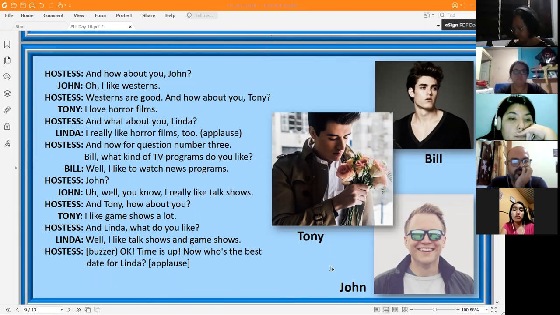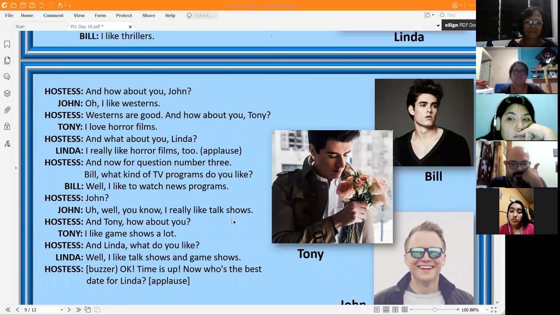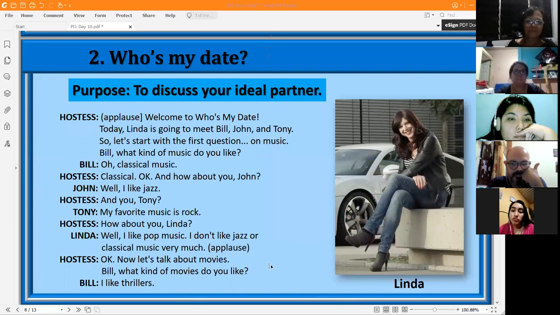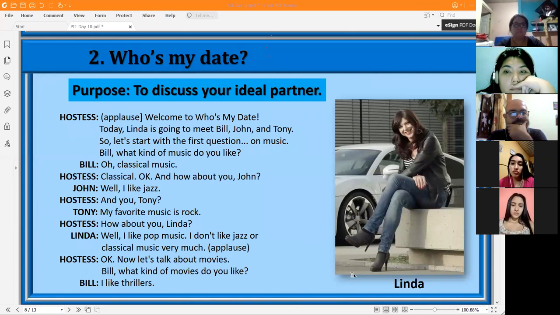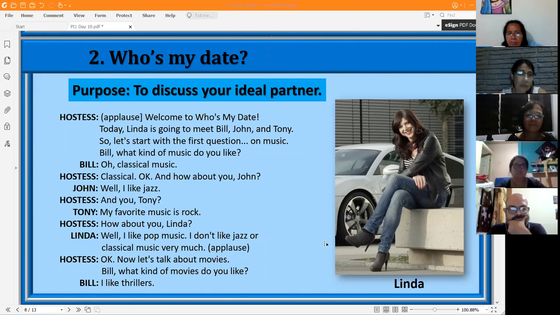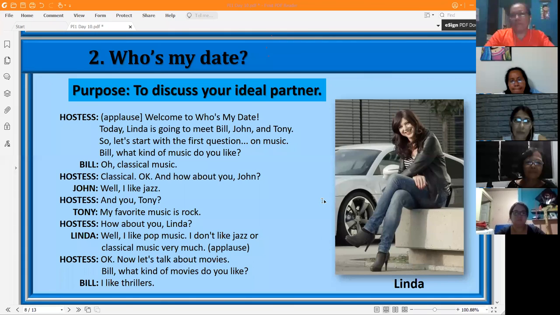Okay, time is up. Now, who is the best date for Linda? Applause. Okay, very good. Now let's see the other options for the last round. This is the last round because of time. I have Paola Maria. Paola Maria is going to be the hostess. I have Yamilet Castro, Stephanie Villafuerte, Julissa, and Eric Colocho. Okay, very good.